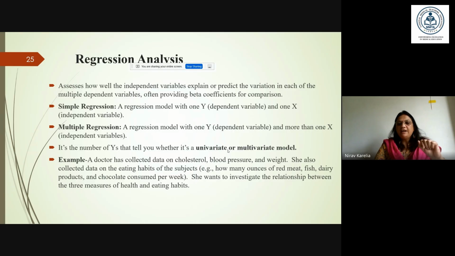I am not checking only eating habits with weight at one point of time, or only with blood pressure at another. I am checking all eating habits against all three parameters, cholesterol, blood pressure, and weight, simultaneously. Then I have to apply the regression analysis.